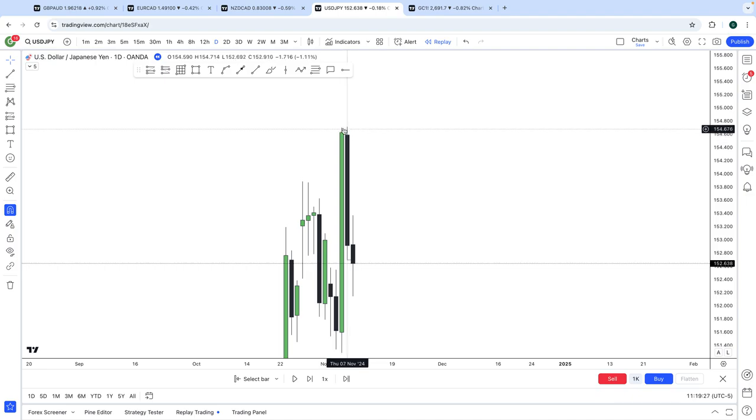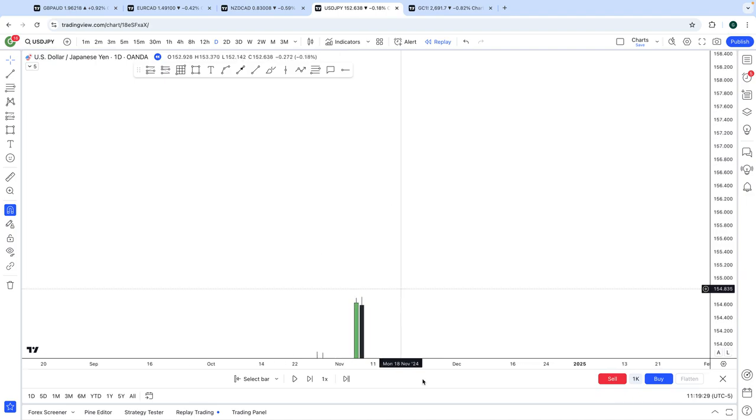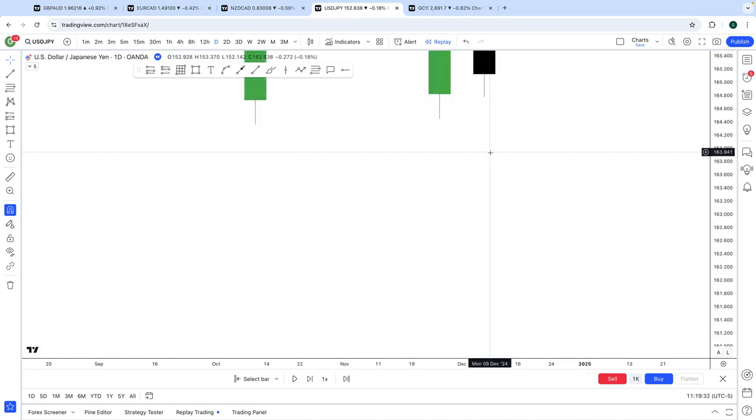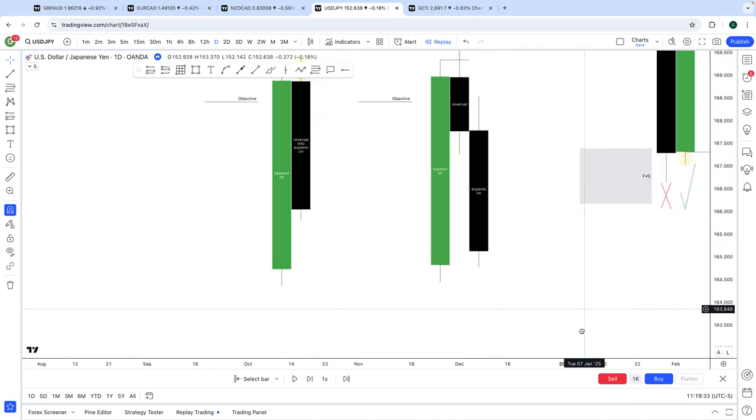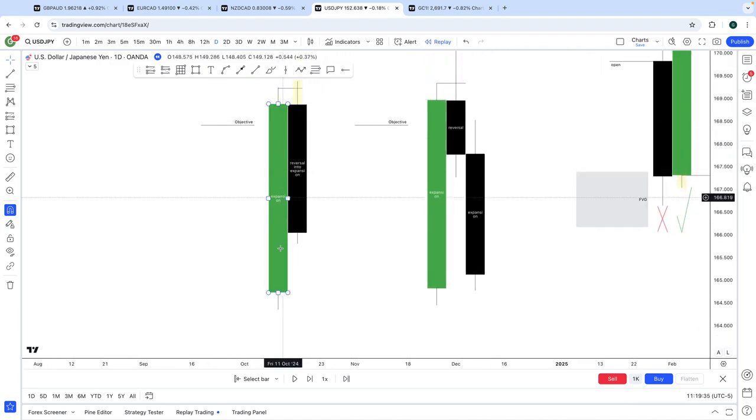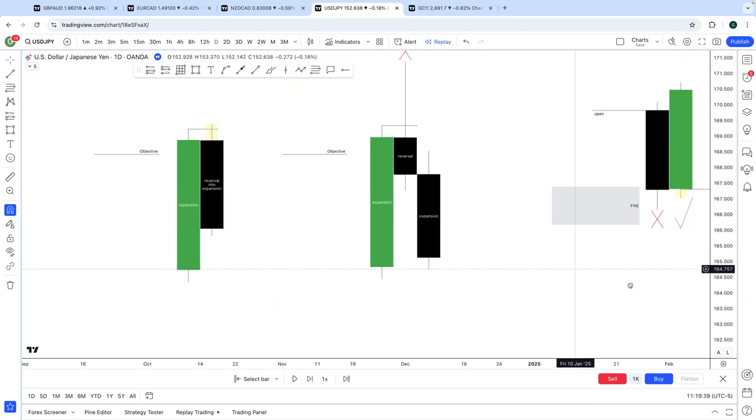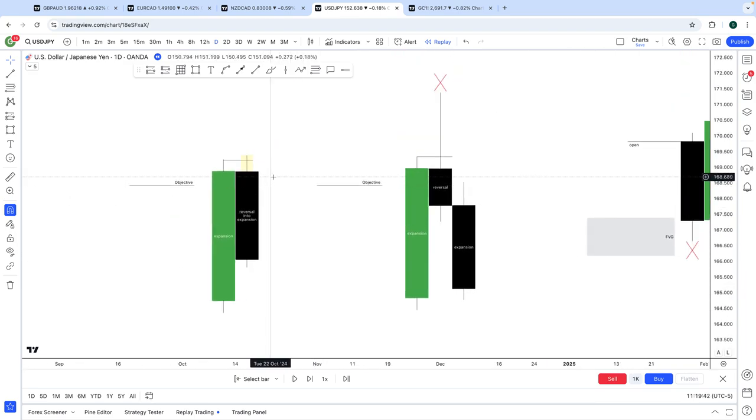What do we have? A small opposing run, right? Sweeping the previous day's high. So this is what is required if you want to trade a reversal, when the previous candle is an expansion candle. This is what is required, right? So this is one way we get a reversal. It's expansion into reversal. What's the other way, right?